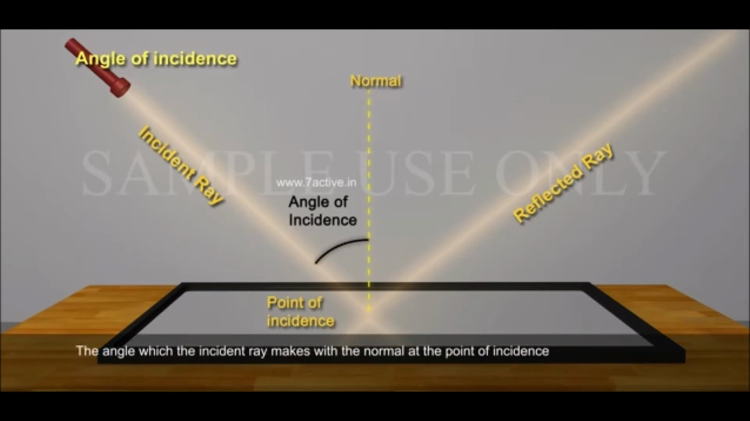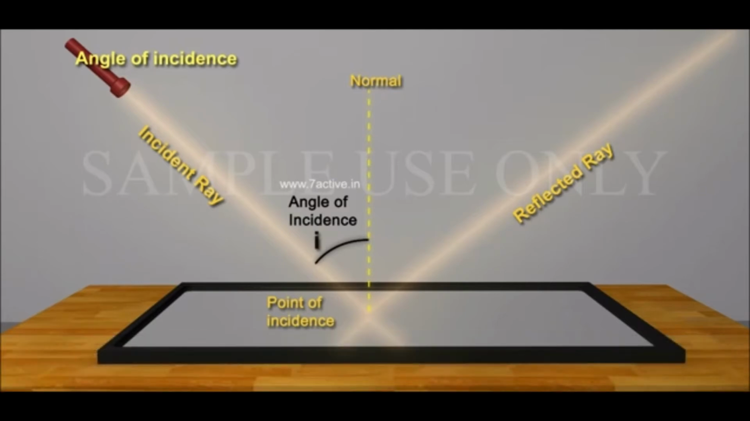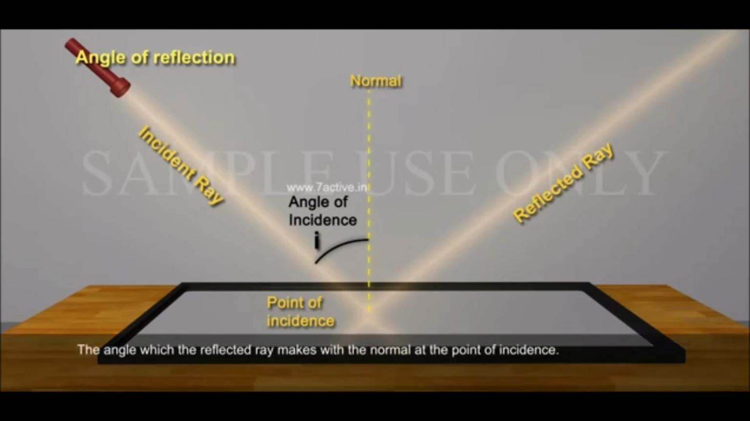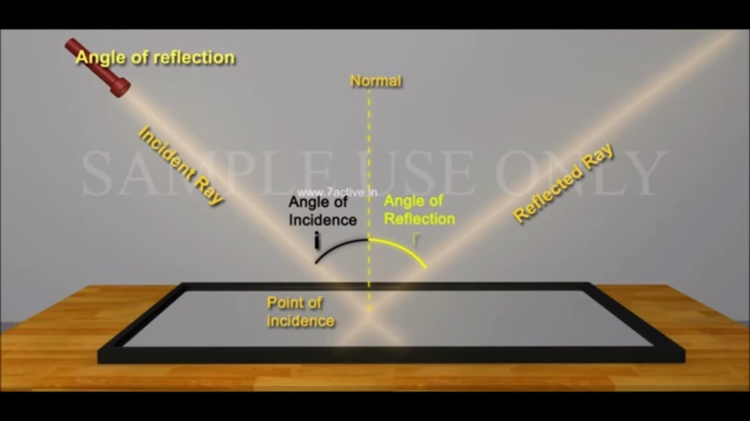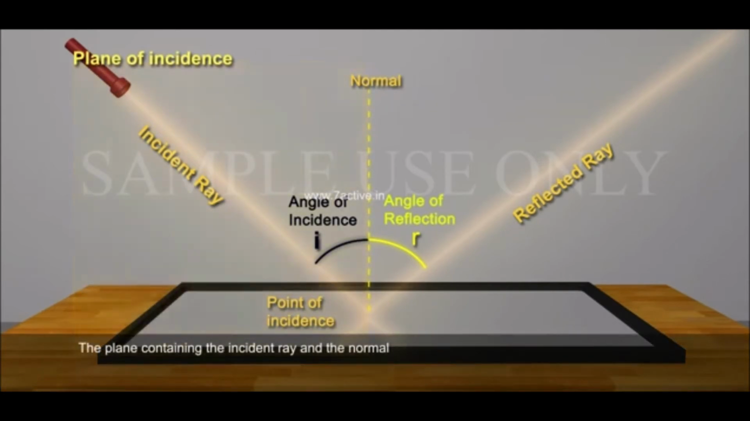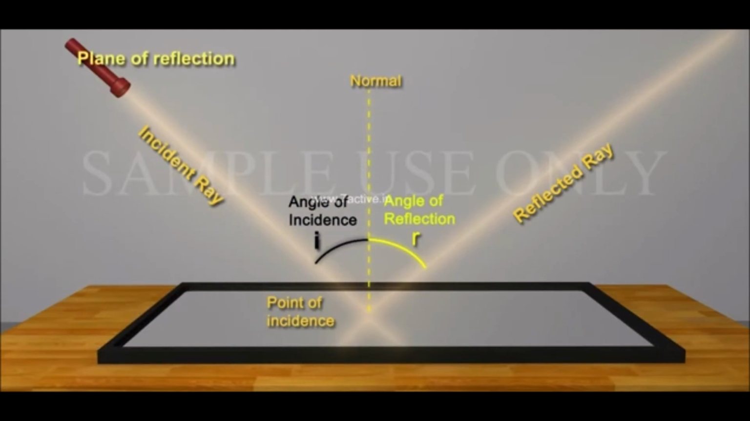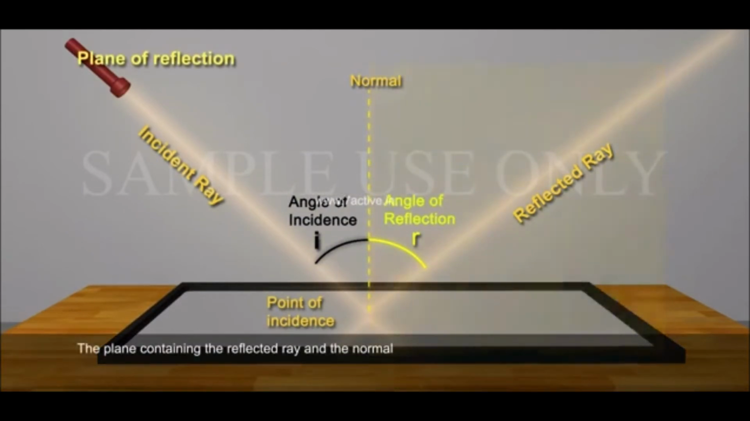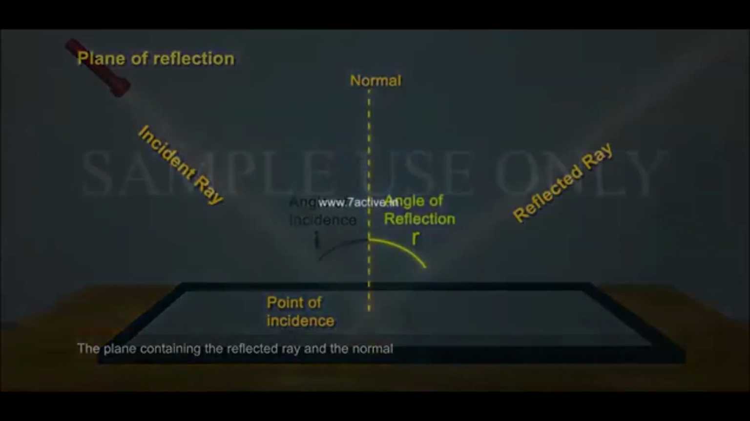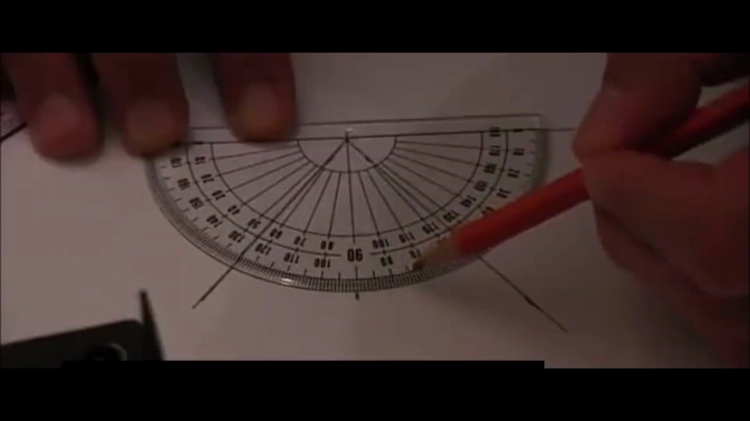Angle of incidence. The angle which the incident ray makes with the normal at the point of incidence. It is denoted by the letter I. Angle of reflection. The angle which the reflected ray makes with the normal at the point of incidence. It is denoted by the letter R. Plane of incidence. The plane containing the incident ray and the normal. Plane of reflection. The plane containing the reflected ray and the normal.